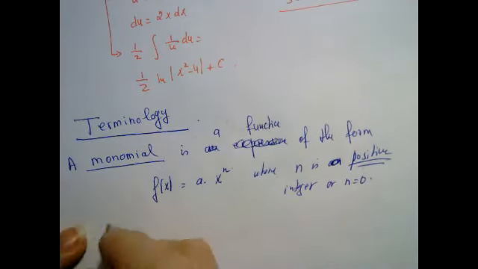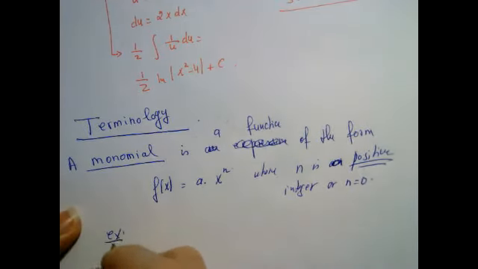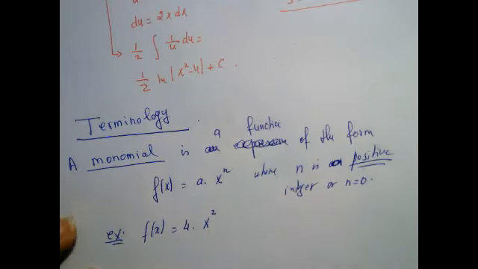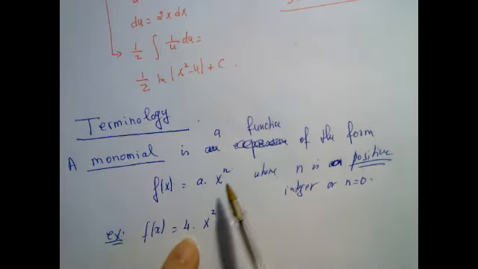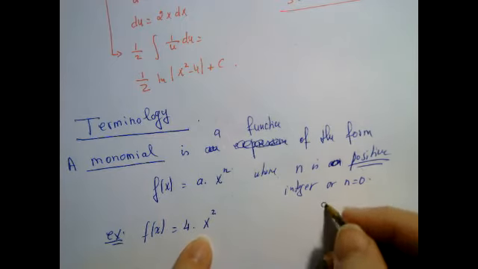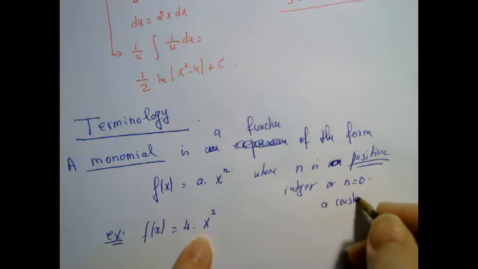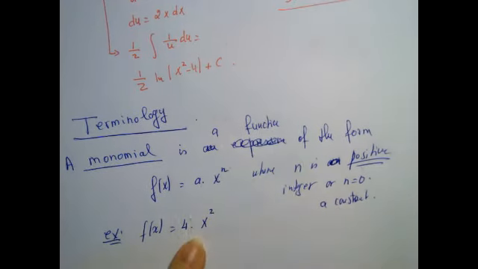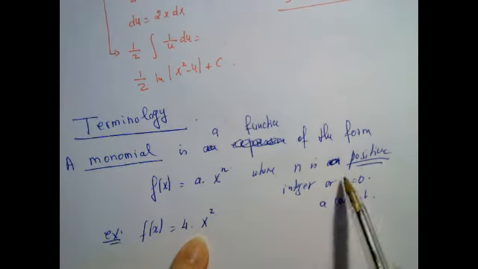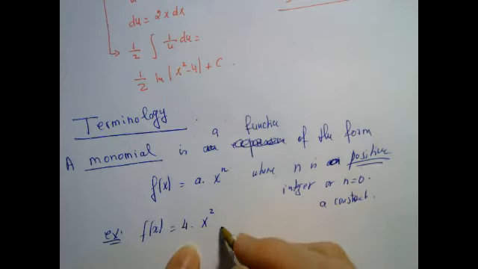So an example of a monomial. Suppose f of x equal 4 times x squared. So a is a constant, big deal, and a constant. Okay, so a is 4 and the power n is 2, which is a positive integer. So that's a monomial.